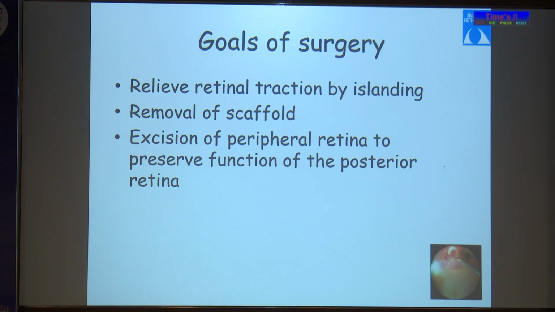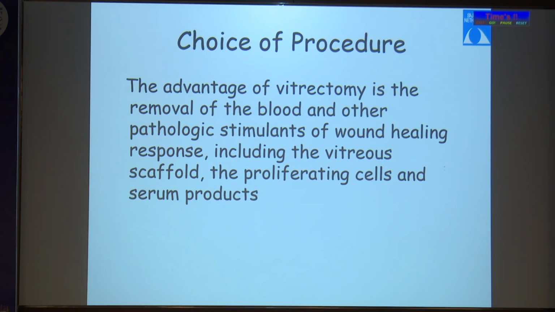Removal of the scaffold, every scaffold has to be removed, and you have to excise the peripheral retina if you have an incarceration at the periphery to preserve the function of the posterior retina. What is the choice of procedure? The advantage of vitrectomy is removal of the blood and the other pathogenic stimulants which can hinder wound healing, and it includes the vitreous scaffold, the proliferating cells, and the serum products.